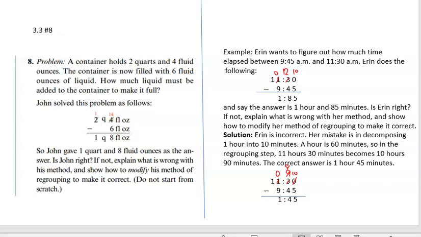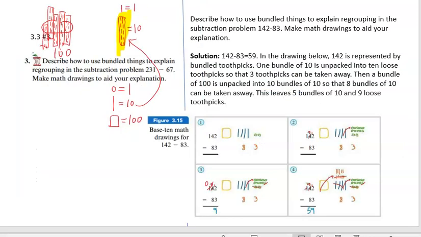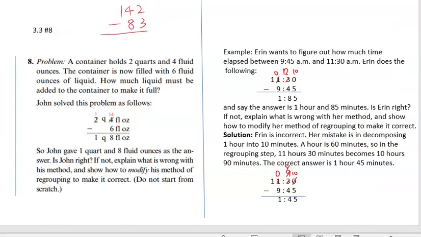Section 3.3, homework problem number 8. In the previous example, we subtracted 142 minus 83. So we can look at the subtraction again.